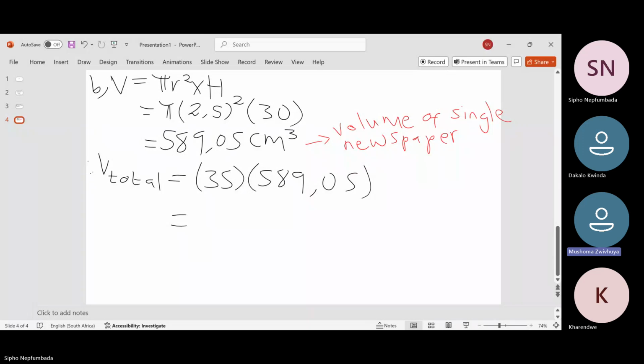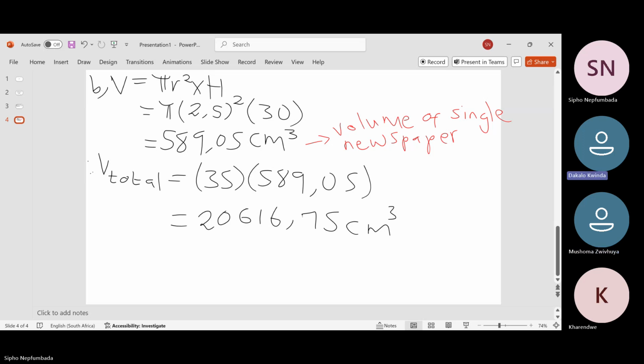I got 20,616.75. 20,400 and what? You say 616, yeah, comma 75. 75 centimeter cube. Yeah, that's the total volume. Can we go to the next question?